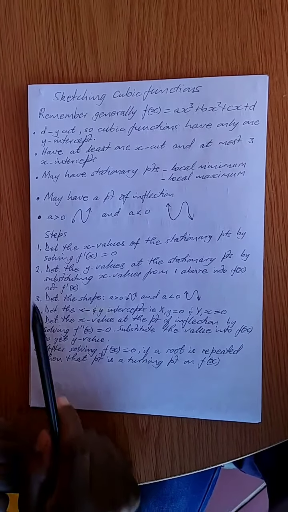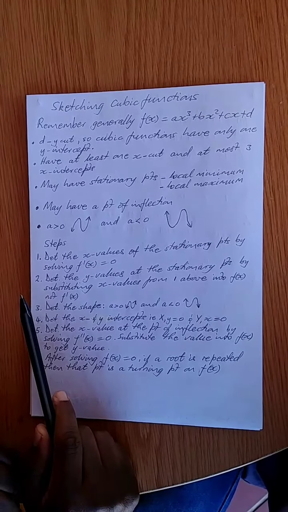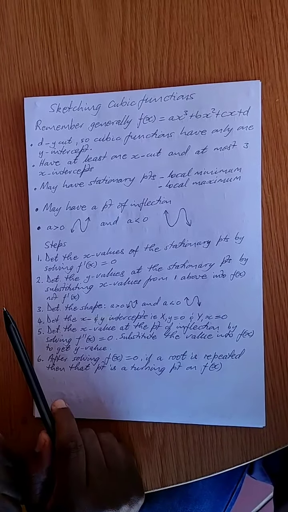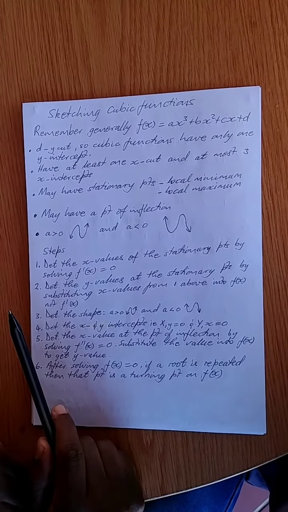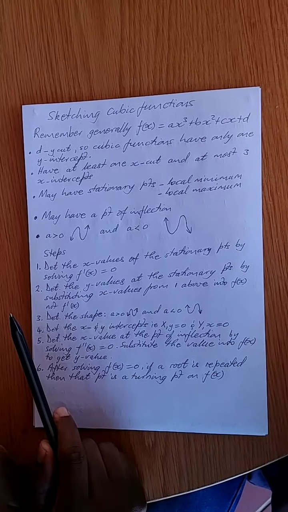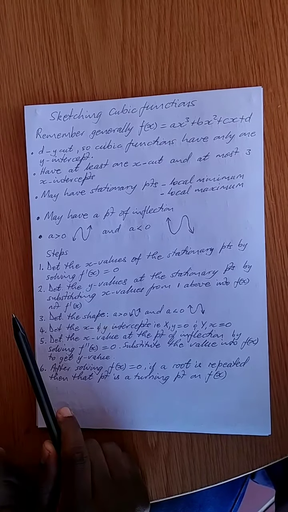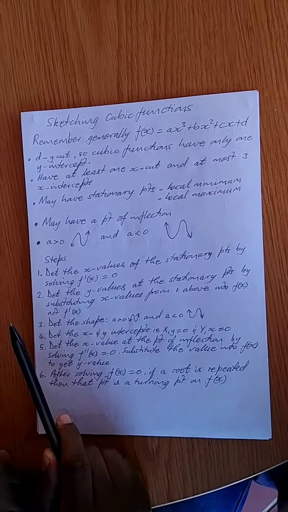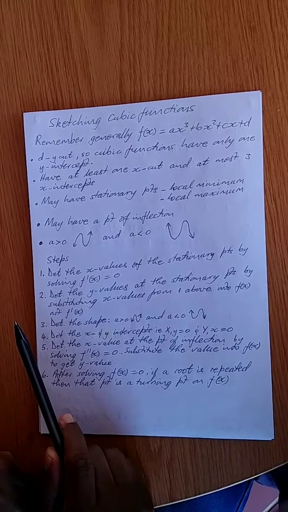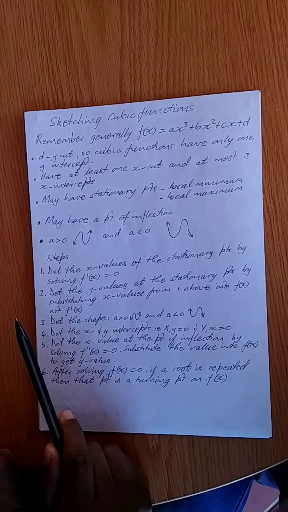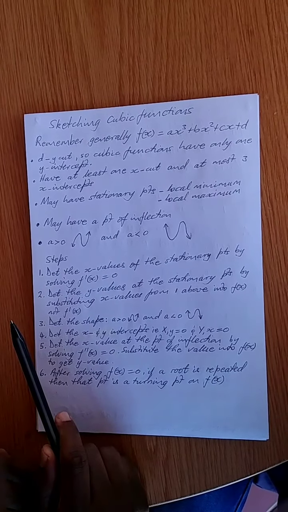Just to remind you, the general appearance of any cubic function is f of x equals ax cubed plus bx squared plus cx plus d, where d is the y-intercept, meaning that x is equal to 0. Let us not forget that. All cubic functions have only one y-intercept. You should also observe that all cubic functions have at least one x-intercept and at most 3 x-intercepts.